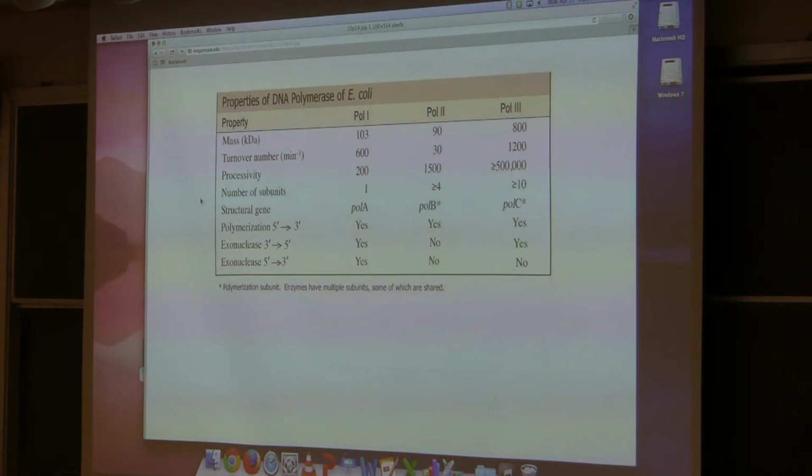Okay? So the proofreading has worked. The proofreading has said, this is not matched properly, we're going to remove it. And now the polymerase takes over and it goes back and it starts filling in nucleotides again in the correct direction with the correct base pairing. Everybody with me?